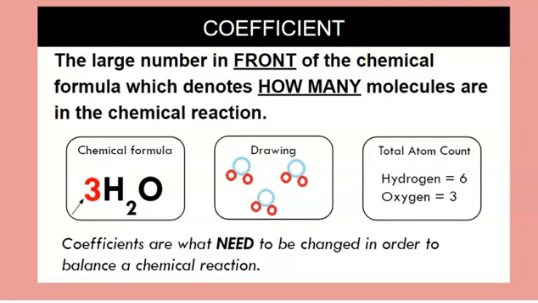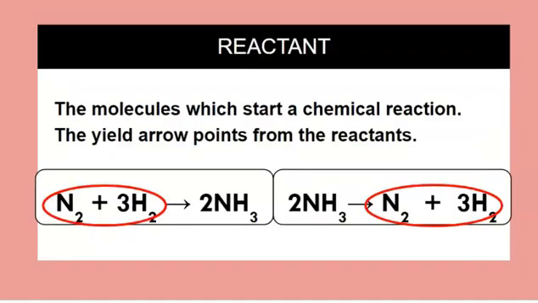Remember, coefficients are what need to be changed in order to balance a chemical reaction. So you can't change the formula, but you can change the number in front, the coefficient, or how many molecules you have. This equation, N2 plus 3H2 yields 2NH3, is an example of a chemical reaction. The molecules which start the chemical reaction are called the reactants. The yield arrow always points from the reactants to the products.